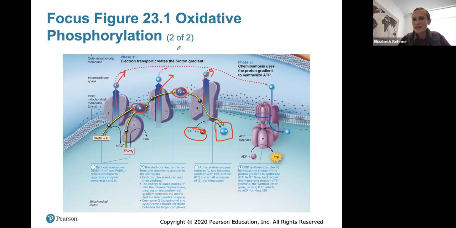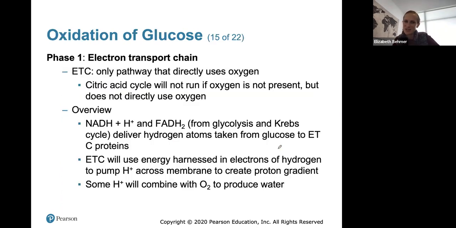Then finally, that's phase 1, transporting these electrons to create this proton gradient. And then phase 2, chemiosmosis, uses this proton gradient to synthesize ATP. So we have little rotor machines that turn when hydrogen passes through them. And these little rotors turn an ATP synthase machine. This is where oxidative phosphorylation occurs. We take ADP, we add a phosphate group to create ATP. And this is where the majority of ATP is formed in cellular respiration.